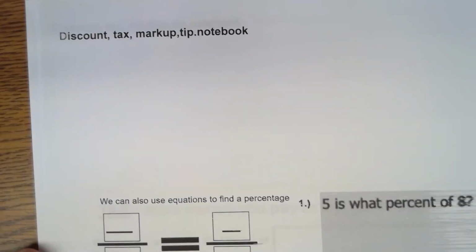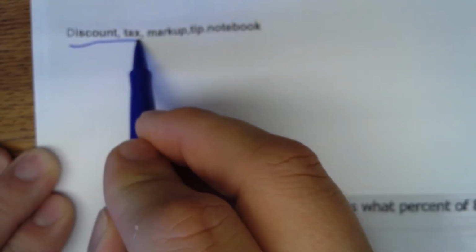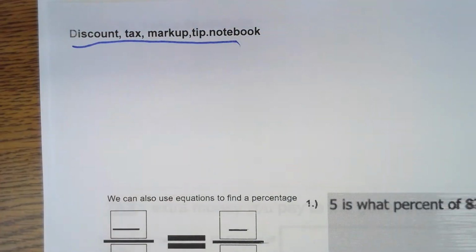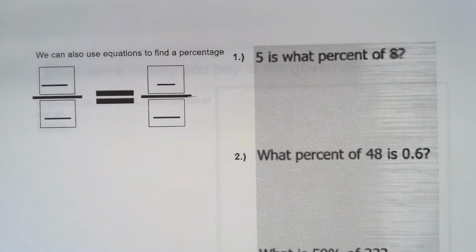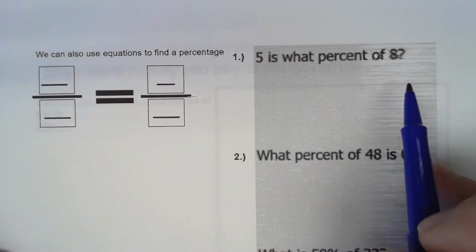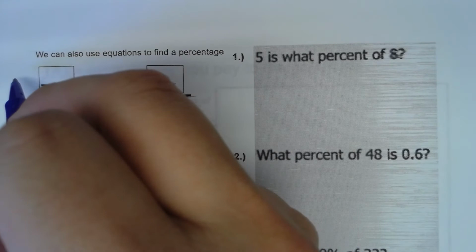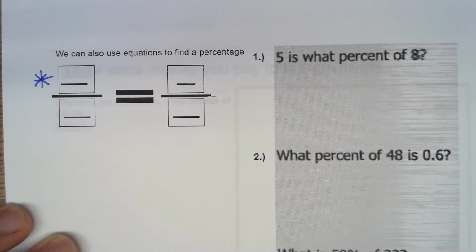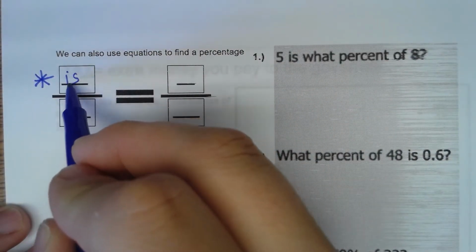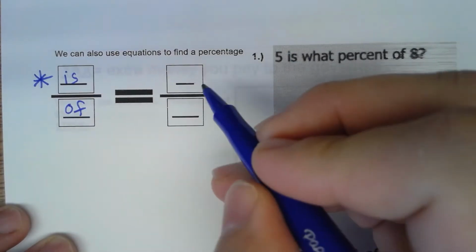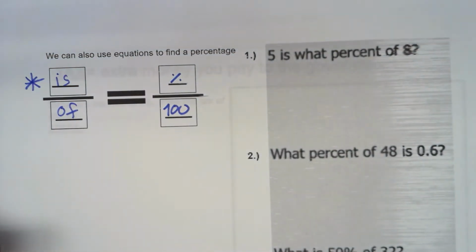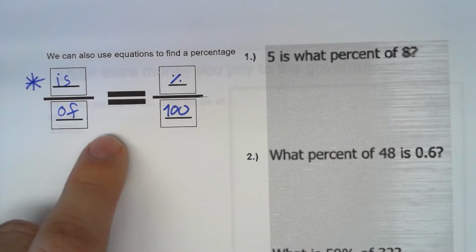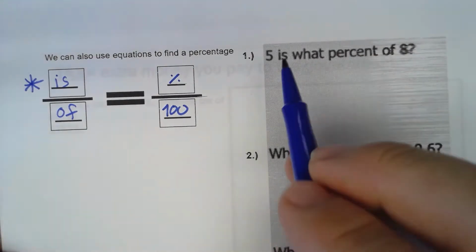Okay, so let's go over your discount, tax, markup, and tip assignment. To start off, we're going to review how we do these types of problems. You need to memorize this: is over of equals percent over 100. Okay, let's use this to help us with these.